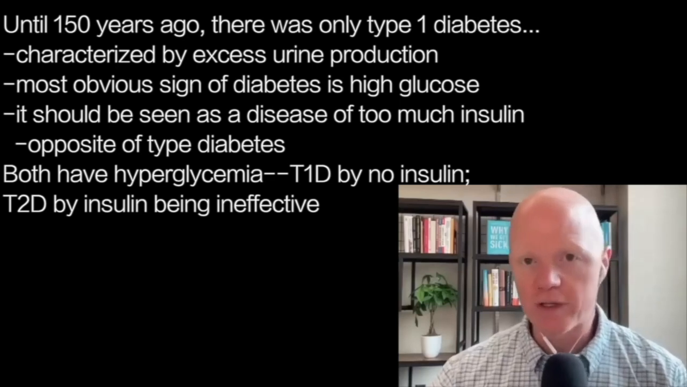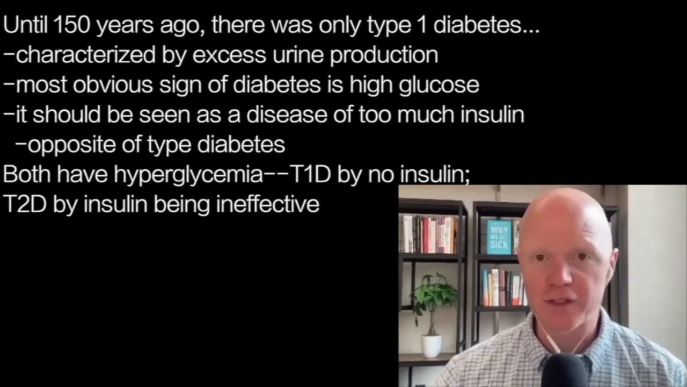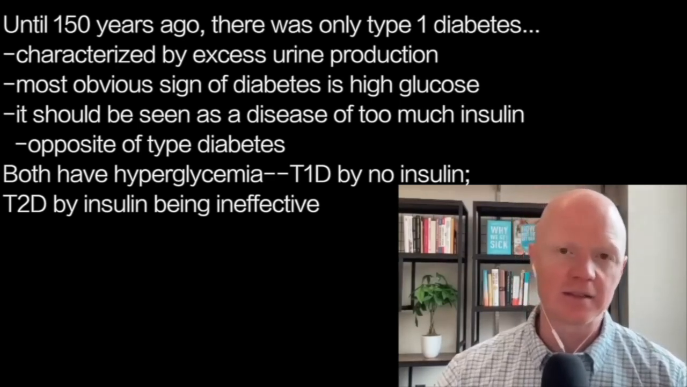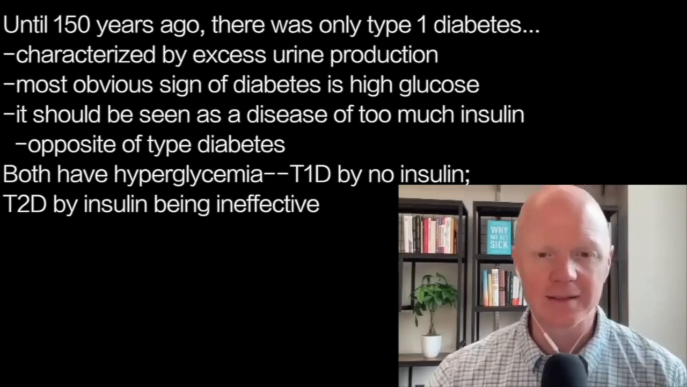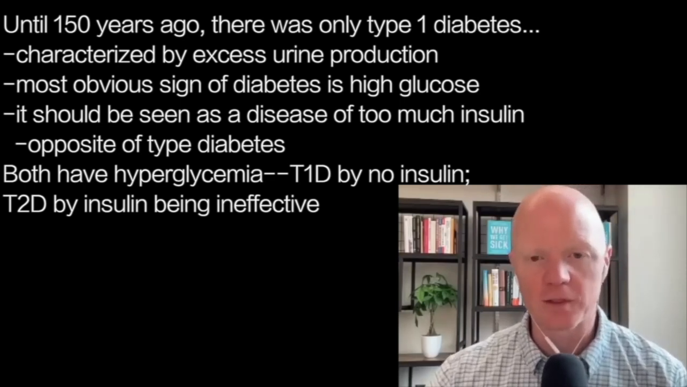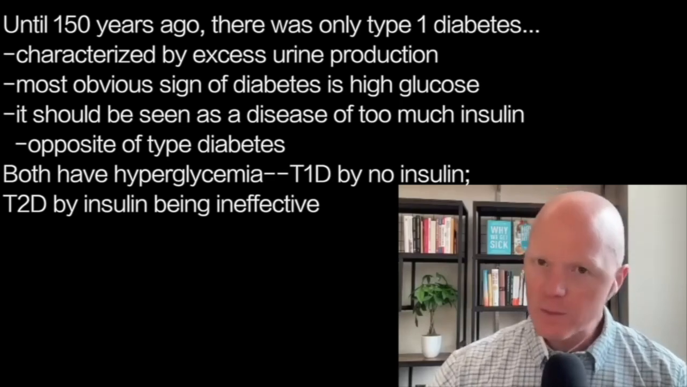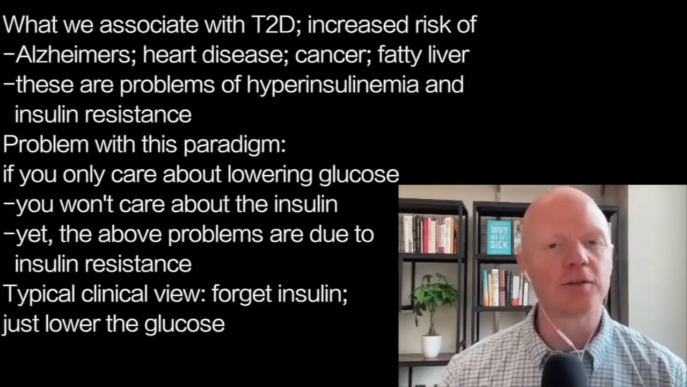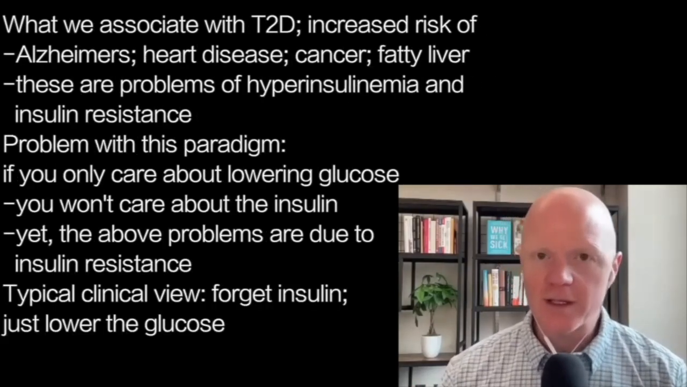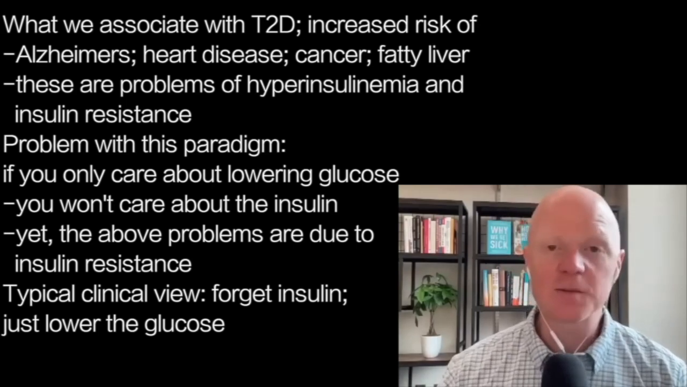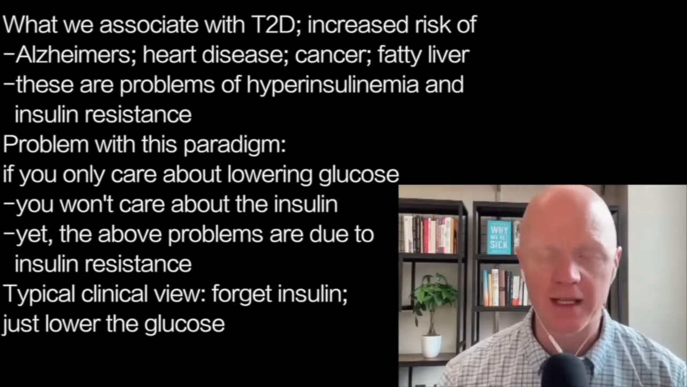In the case of type 1 diabetes, it's because of a true deficiency of insulin. In the case of type 2 diabetes, it's because the insulin isn't working very well. In other words, insulin resistance. Now, with all of that as a framework, I don't want you to think that high glucose isn't a problem. Chronic hyperglycemia is pathogenic. It can harm the body.